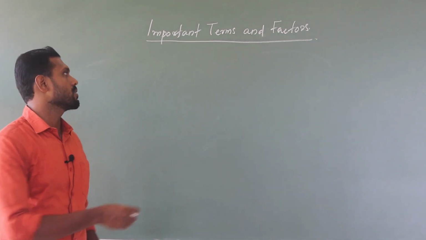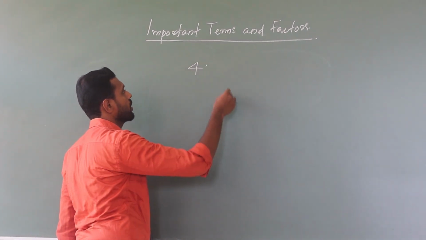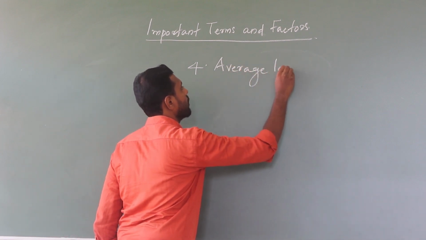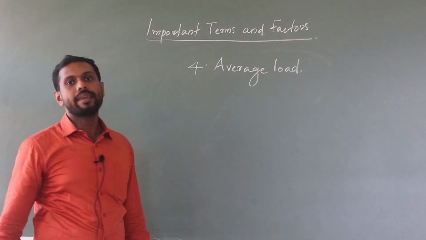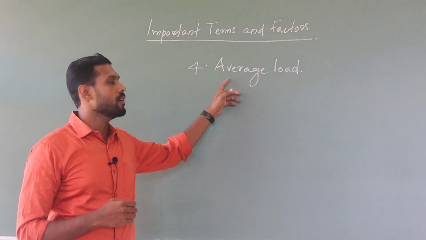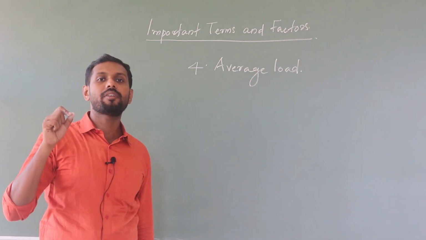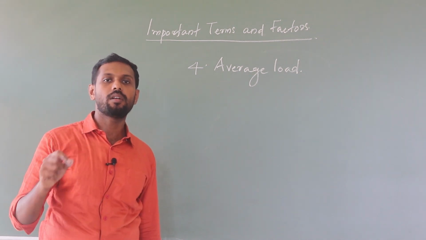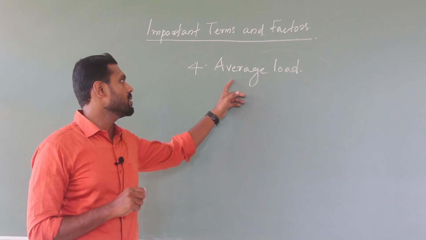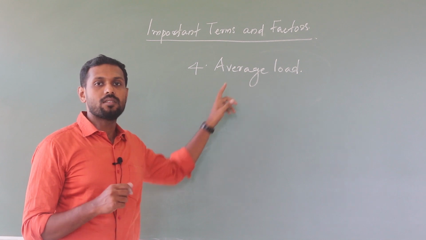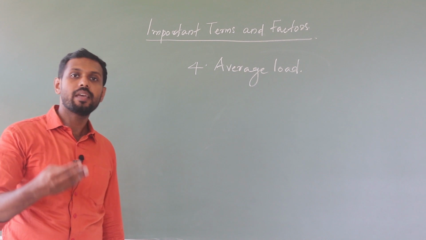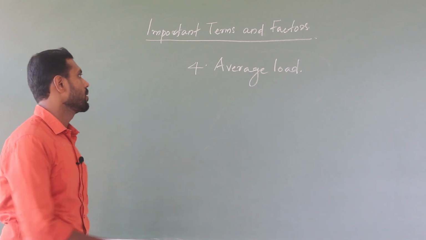Then we discuss the next term, the fourth important term, average load. We have already explained average load based on the load curve. Here the definition is: it is the average of all the loads occurring on the power station at a given period. A given period implies we can calculate average load based on daily analysis, monthly analysis and yearly analysis. That we have already explained with respect to the graph.